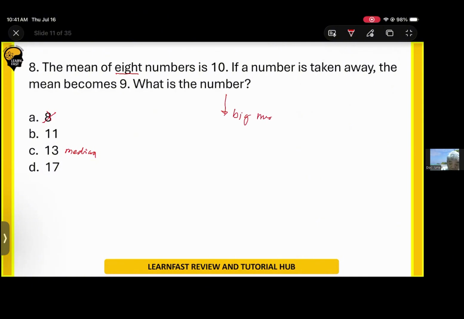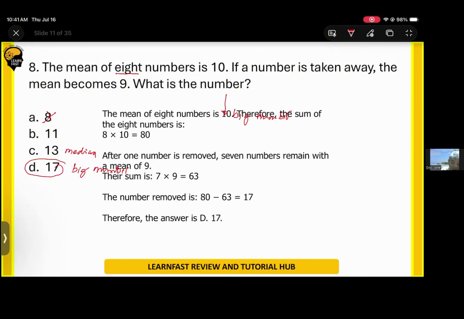Why? Because the number that was taken away from the 8 sets of numbers is imagined to be a big number because the mean, okay, dropped to 9. Okay? Bumaba yung mean eh. So, ibig sabihin, malaki yung number na inalis mo. So, ito yung magiging valid answer. Okay? Yung big. Big number was removed. Okay? So, if you are confused or you're not sure on how to pull out your answer without solving, better solve it. Okay? Clear? So, let's have number 9.